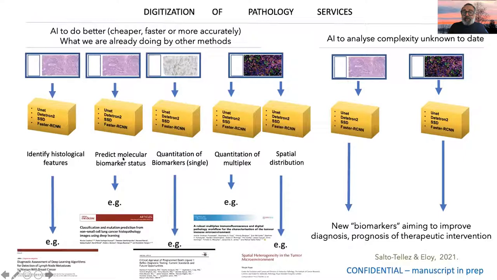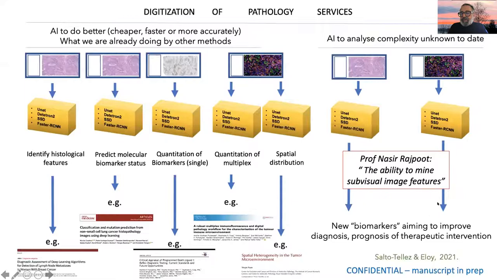You will see quantitation of biomarkers in a single way, and also the quantitation in a multiplex, and we can begin to explore the clinical meaning of a spatial distribution of cell types. And obviously, the one area that is still to identify, what the group of Professor Nasir Rajpoot very elegantly shows in one of his papers, the ability to mine sub-visual image features that probably is very much the gold standard that we are expecting for some of these applications.